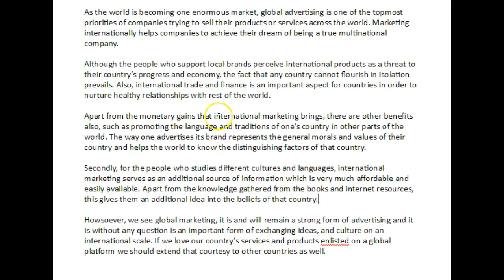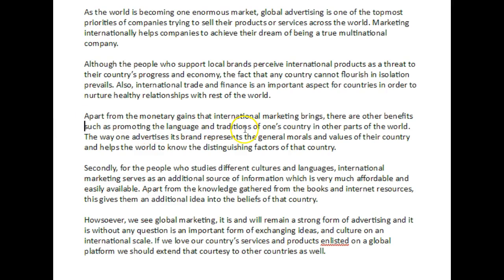So apart from the monetary gains that international marketing brings, there are other benefits. We don't need that, such as promoting the language and traditions of one's country in other parts of the world. The way one advertises it would be the way one advertises one's brand. But we could just say, the way a company advertises its brand represents the general morals and values of their country and helps the world to know the distinguishing factors of that country.